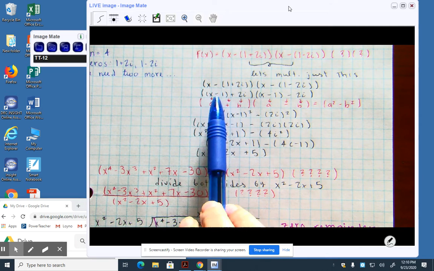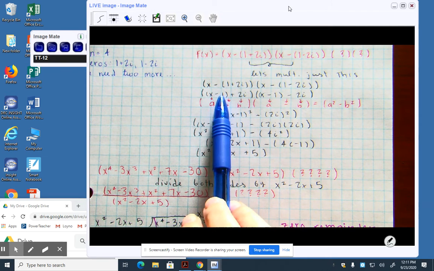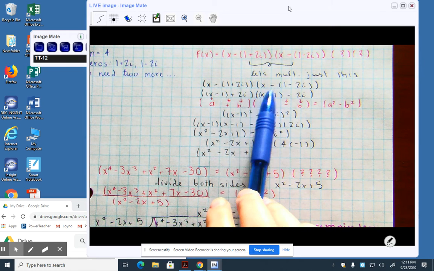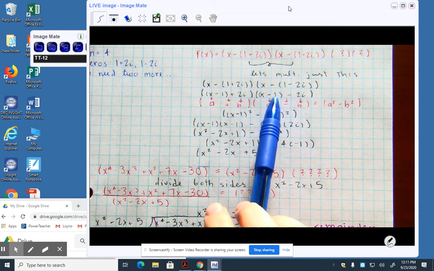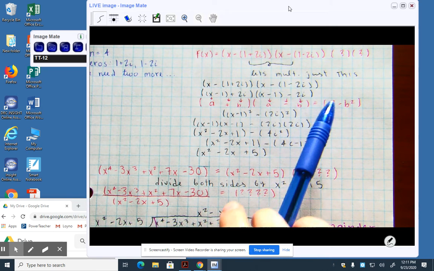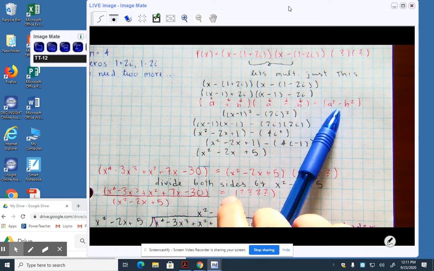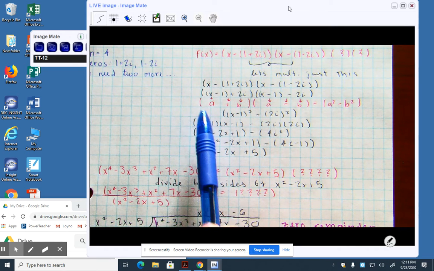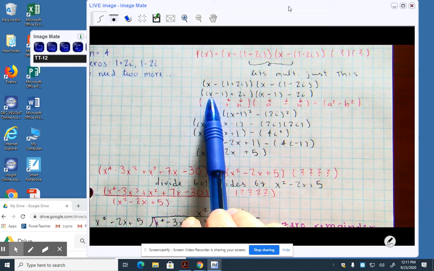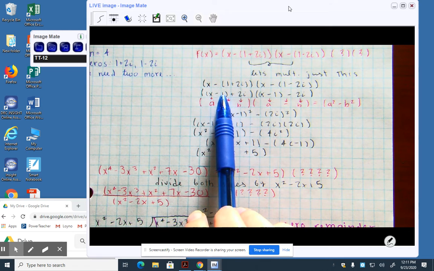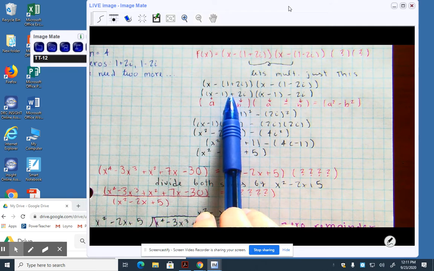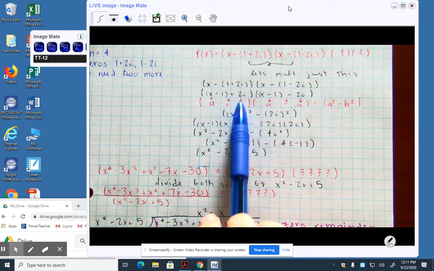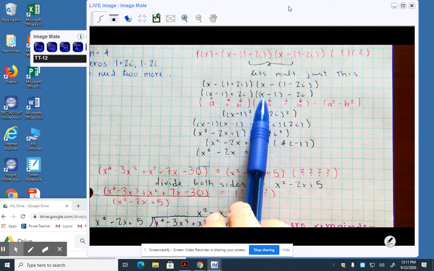We're going to recognize that this expression is the resulting part of our difference of squares. So what do I mean by that? Let's look at just x minus 1. So I have x minus 1. That's going to be my a. Then I have a plus sign, I'll pull down my plus sign. And then I have 2i. That is my b. Then I have x minus 1.